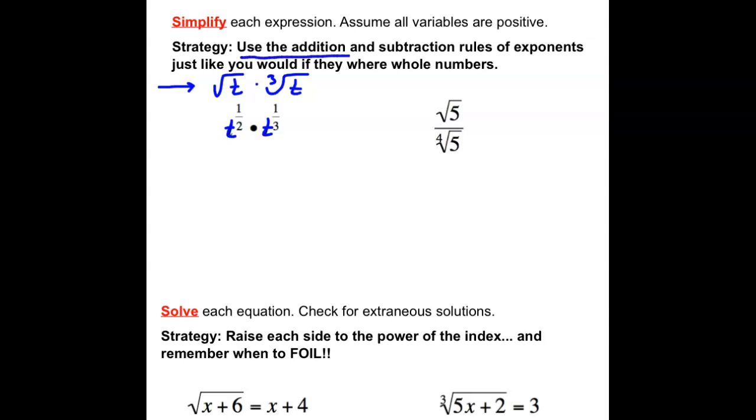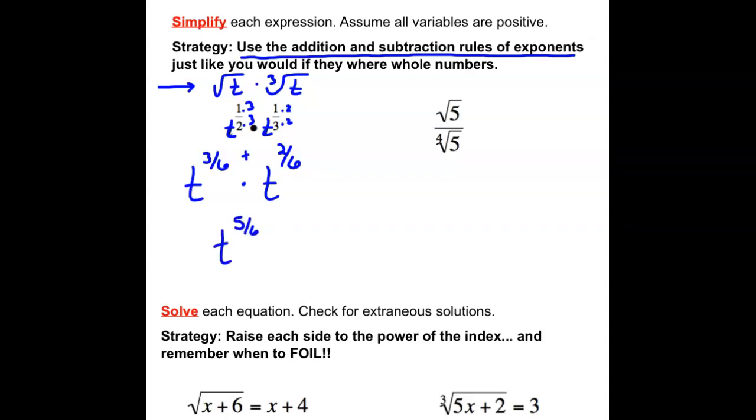We use our addition and subtraction rules of exponents, just like we would if they were whole numbers. So let's get a common denominator so we can add these fractions together. So 1/2 I'm going to think of as 3/6, and 1/3 we think of as 2/6. So I'm multiplying that one by 2, I'm multiplying this one by 3. We now have a common denominator of 6. We can add those exponents together, and we get t to the 5/6.